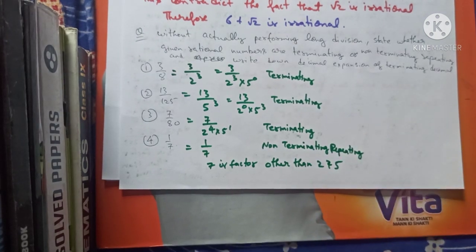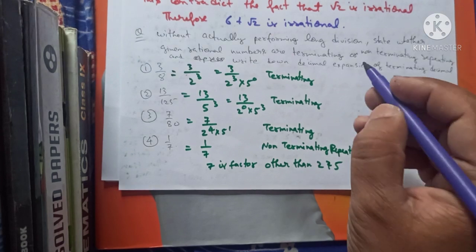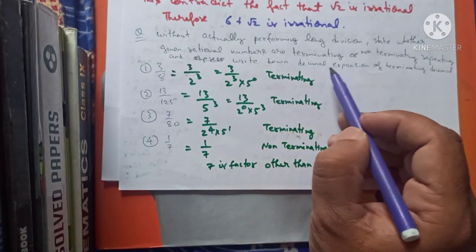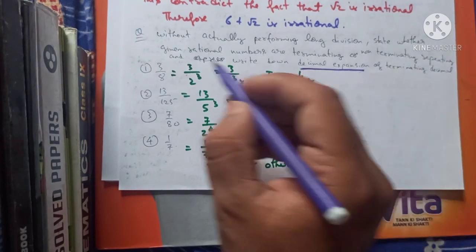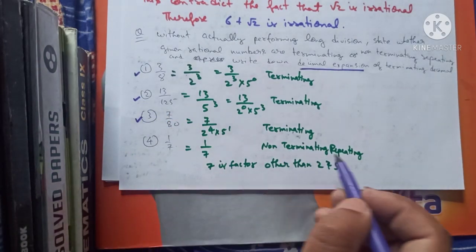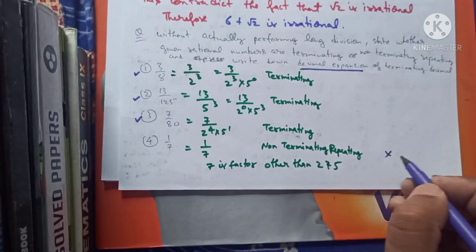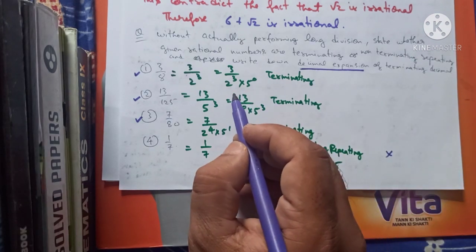Non-terminating repeating. So now we come to the second part of the question. We have to write down the decimal expansion of the terminating decimals. So this is terminating, this is terminating, this is terminating, this is not terminating. So we don't have to write the decimal expansion of this. So for a terminating decimal, how do we write it?